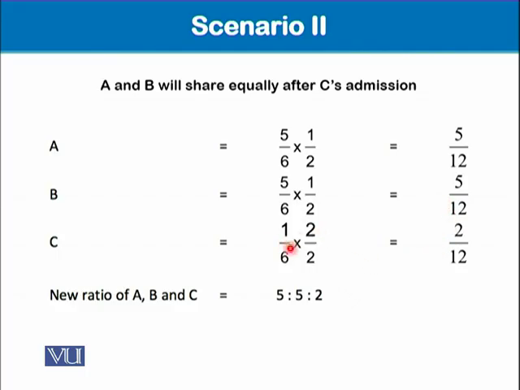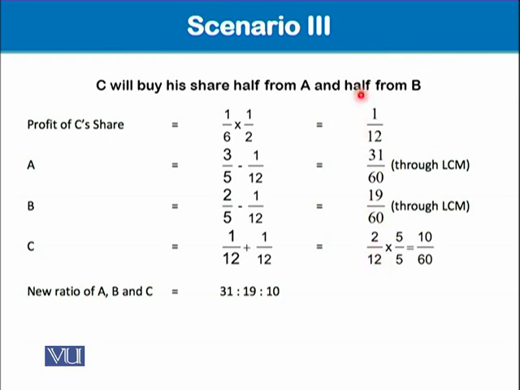Look, either C gets 1 slice out of 6 slices or 2 slices out of 12 slices, the ratio proportion is the same. So mathematically we will resolve this through multiplication: 1/2, 1/2, and 2/2. So the new profit sharing ratio is 5:5:2 for A, B, and C respectively. Interesting. Great. Let's see scenario 3.